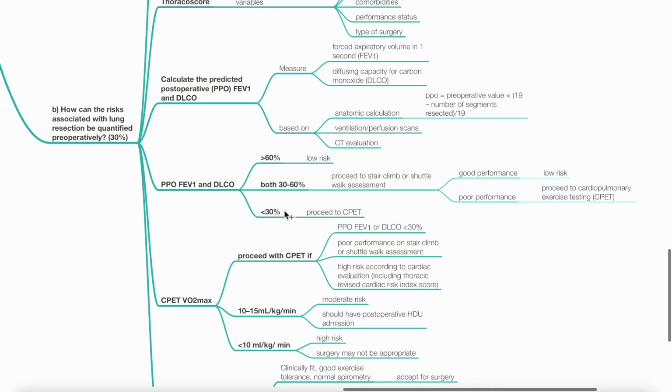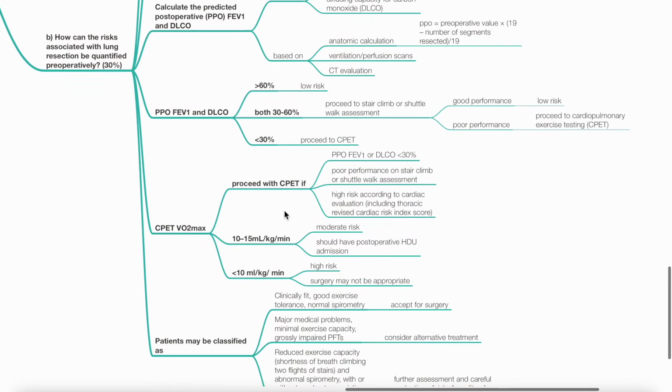If PPO FEV1 and DLCO are less than 30%, proceed to CPET. Proceed with cardiopulmonary exercise testing if PPO FEV1 or DLCO are less than 30%, poor performance on stair climb or shuttle walk assessment, or high risk according to cardiac evaluation, including the Thoracic Revised Cardiac Risk Index score. If VO2 max is 10 to 15 mL per kg per minute, the patient is moderate risk and should have postoperative HDU admission. If VO2 max is less than 10 mL per kg per minute, the patient is high risk and surgery may not be appropriate.